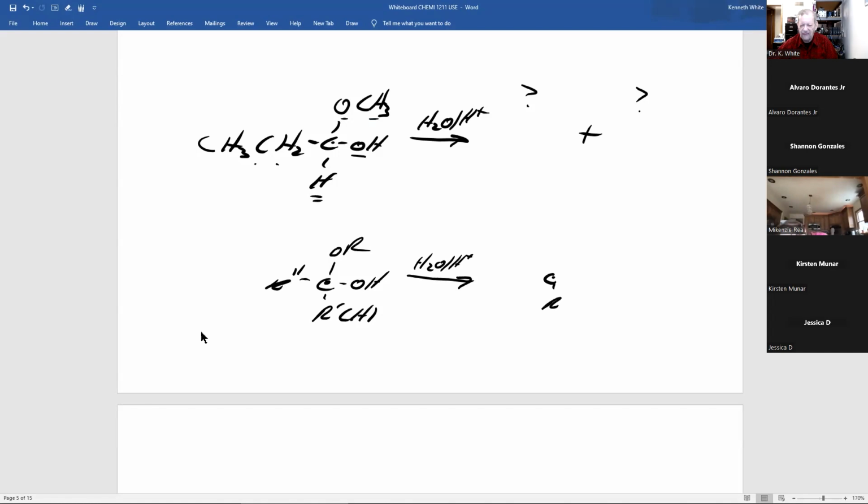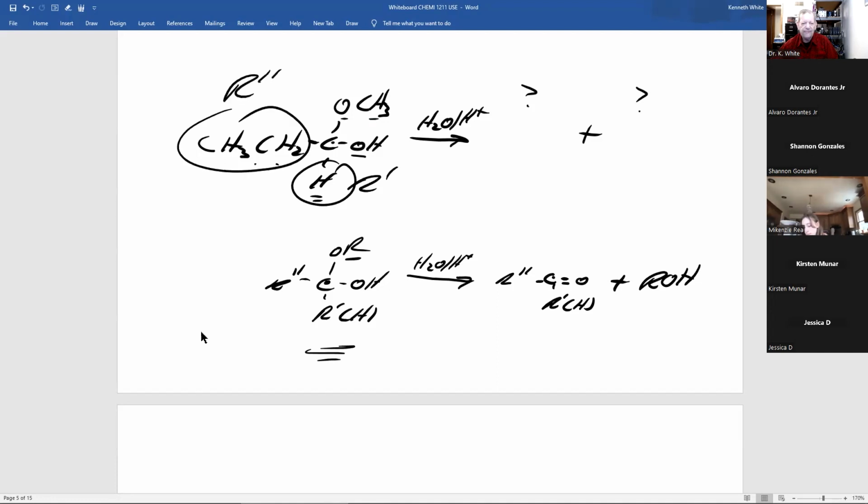What's attached to it, R prime or hydrogen. Our R double prime is still there, and it becomes a ketone or aldehyde you would have used to make this. Plus, from here, you get this alcohol. And hydrogen R prime, ethyl R double prime, on the oxygen CH3 methyl R.